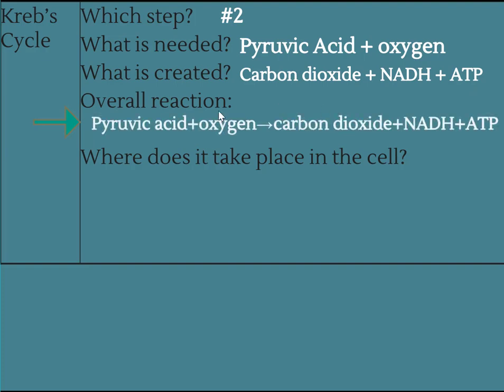So the overall reaction, pyruvic acid plus oxygen, we have a chemical reaction with that arrow, gives us carbon dioxide, which is going to be exhaled. NADH, it's that bus that's carrying the energy to start the next step. And then that ATP is being released into our body. Now, this is taking place in our cell, and now we are in the mitochondria.